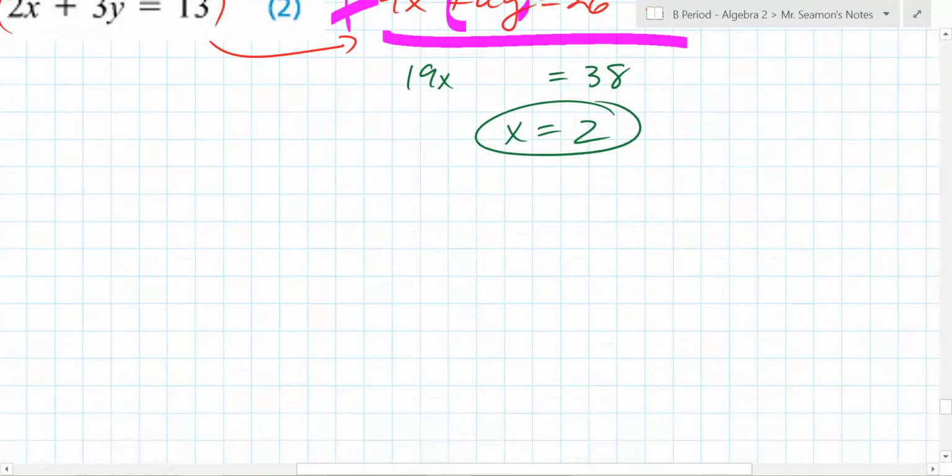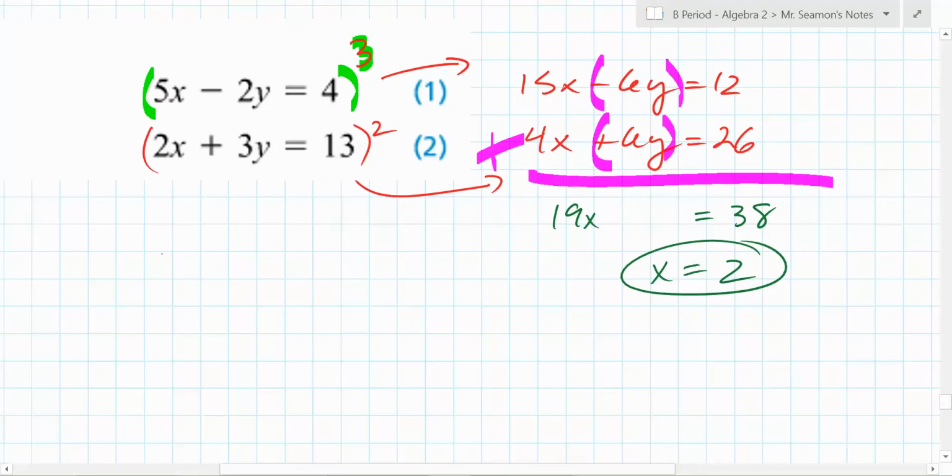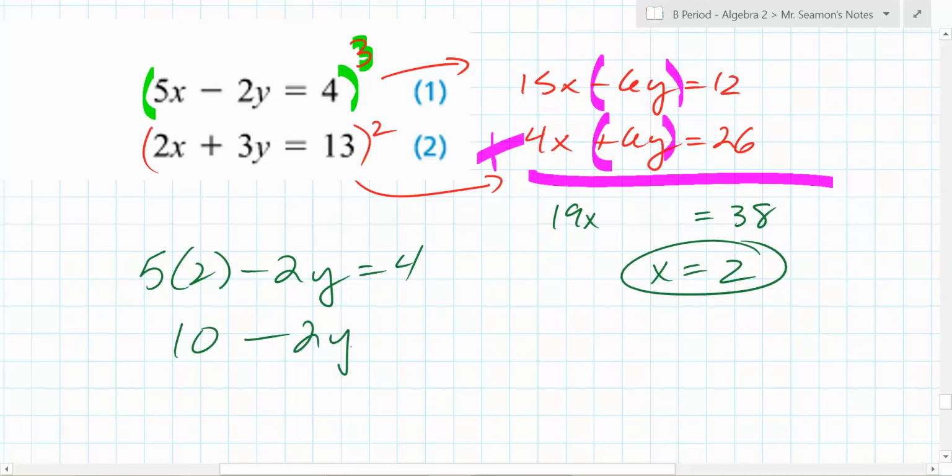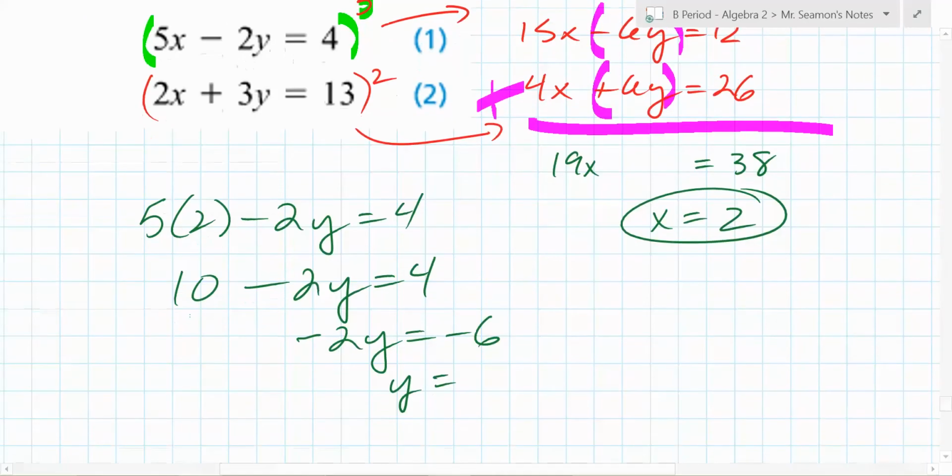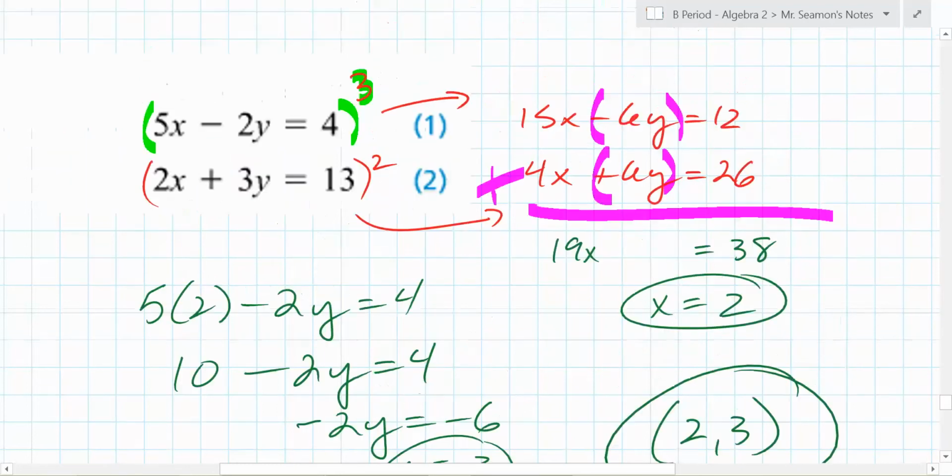Does it matter which one we plug it into to get y? So how about 5 times 2 minus 2y equals 4? We're solving for y. So negative 2y is equal to negative 6. So what does y equal? 3. So if you state the answer, what's the answer going to be? 2, 3.